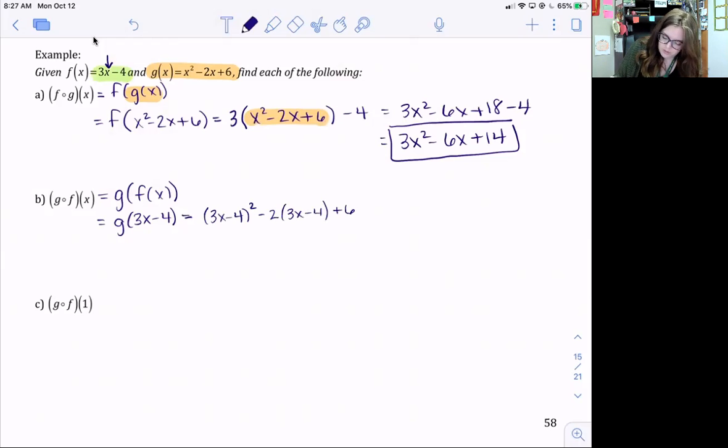So we need to FOIL. And if we FOIL, we get 9x squared minus 24x plus 16. Then distribute. So negative 6x plus 8 plus 6. Combine like terms, and we're left with 9x squared minus 30x plus 30.